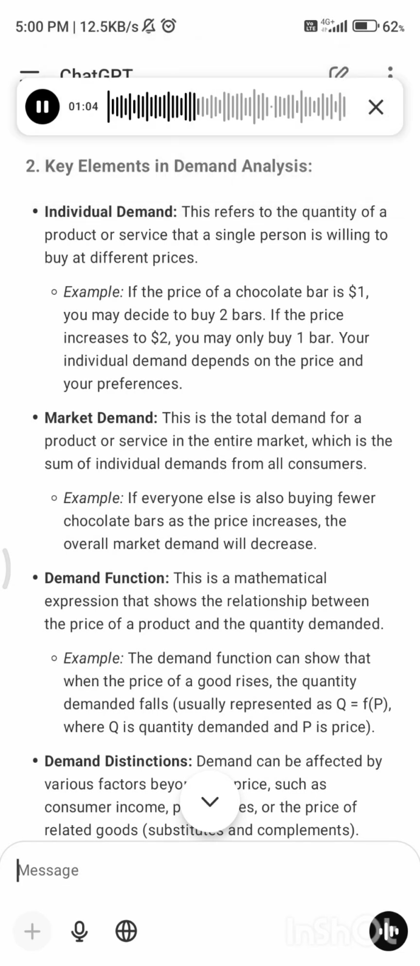Demand function. This is a mathematical expression that shows the relationship between the price of a product and the quantity demanded. Example: the demand function can show that when the price of a good rises, the quantity demanded falls, usually represented as Q = f(P), where Q is quantity demanded and P is price.